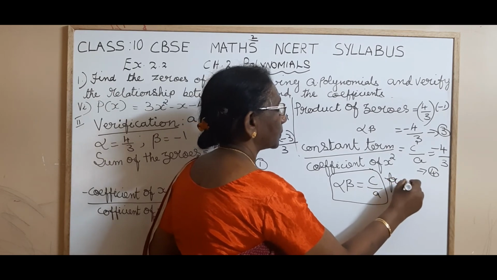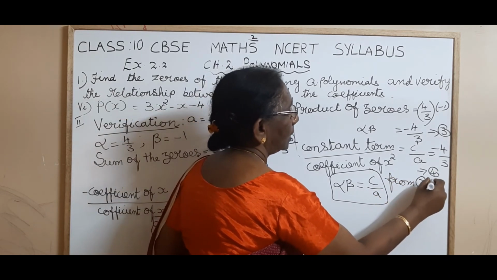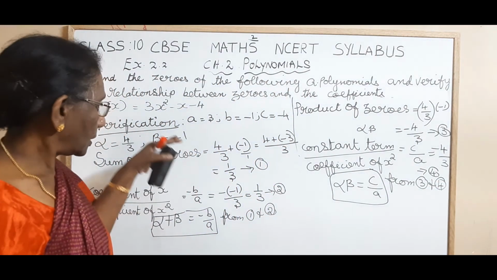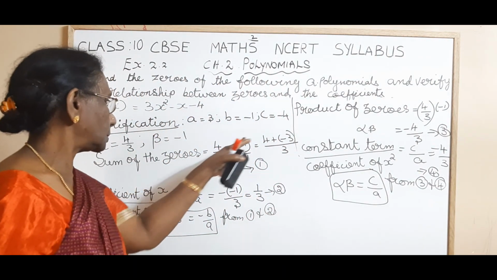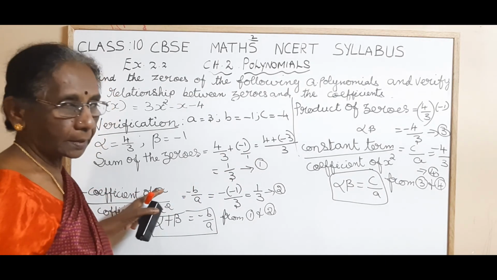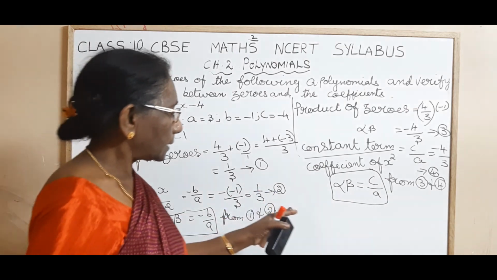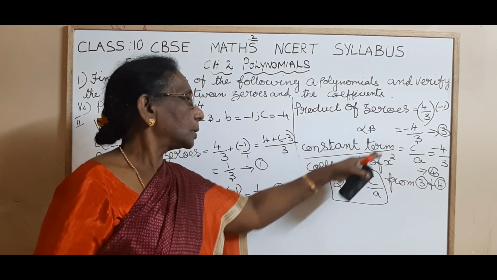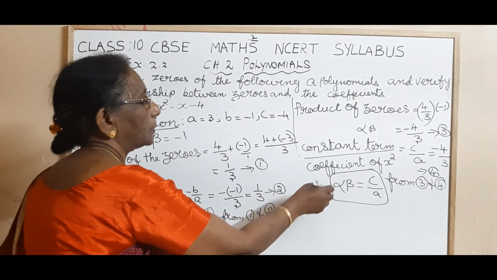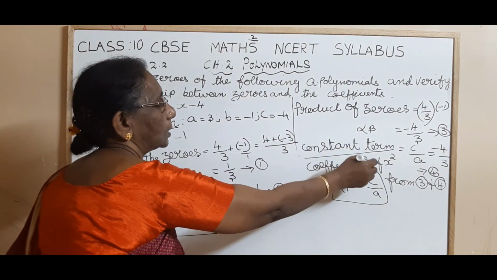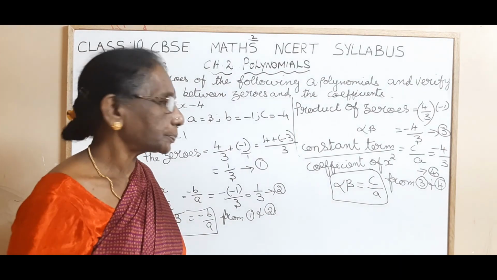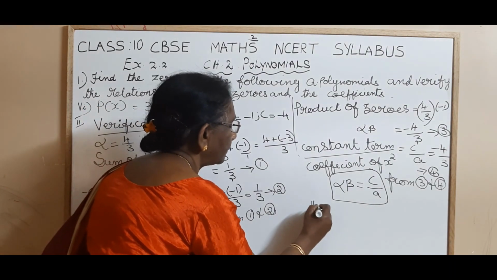From 3 and 4. Okay. So, we have proved the first relation where sum of the zeros is equal to minus b by a, that is minus coefficient of x by coefficient of x square, and here product of the zeros is equal to minus 4 by 3, that is alpha beta is equal to c by a, constant term by coefficient of x square. Have you understood, children? You got it right. Hence verified.